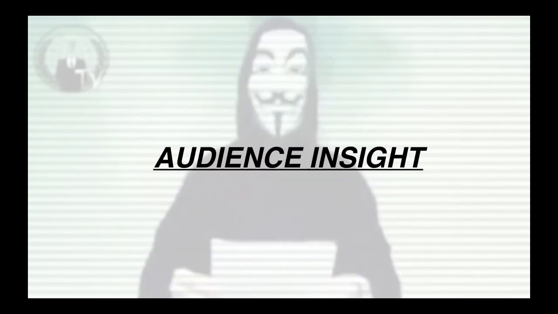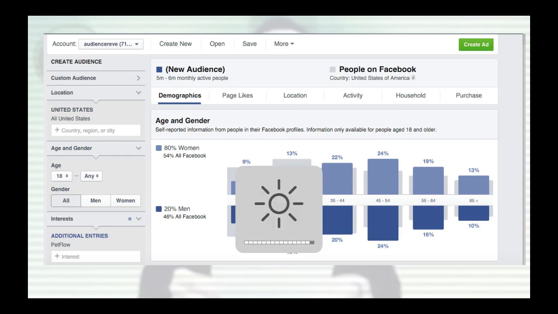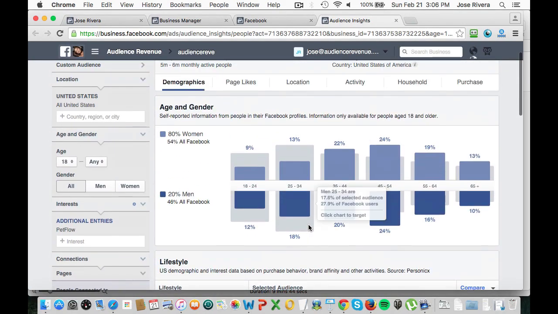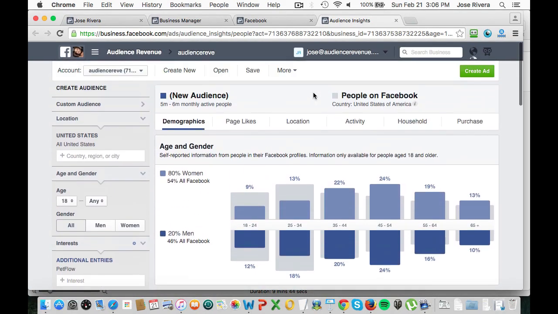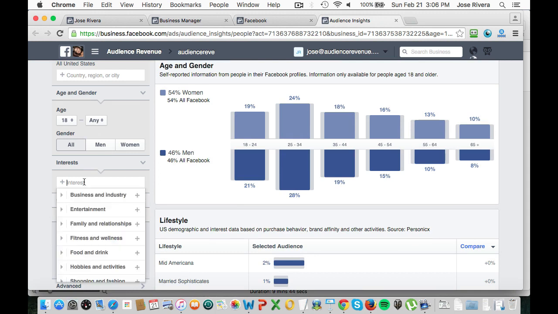Now, audience insights. I love this tool because it gives you so much data. This is a tool created by Facebook.com. It gives you insights on who your customers are, who your audience are, right? So here's a screenshot I took. I went into the audience insight tool and I'll just demo it for you live. All right, so I'm going to demo this live and I'll show you how to use the audience tool. So you can see here, what I did was I typed in the interest Petflow, and guess what?